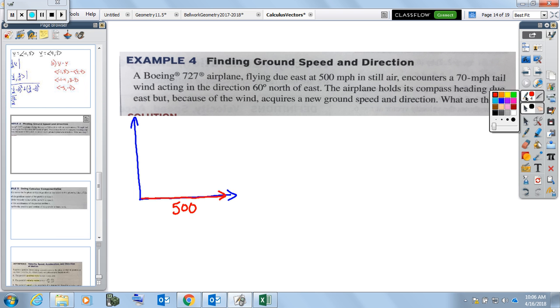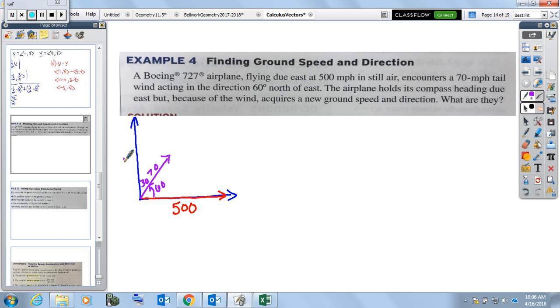60 degrees north of east. And so my vector here is 70 miles an hour, and it was created 60 degrees north of east. So this value is 30 here, right? It's 60 degrees north of east.